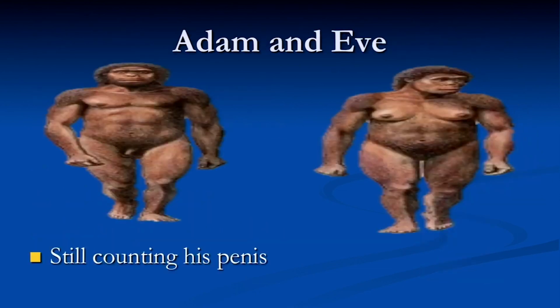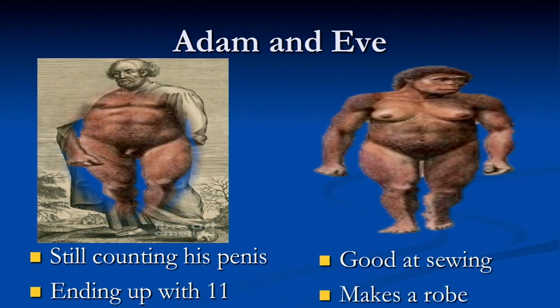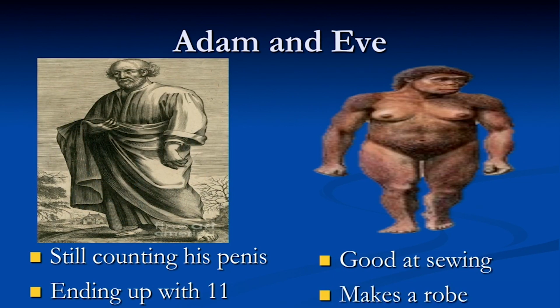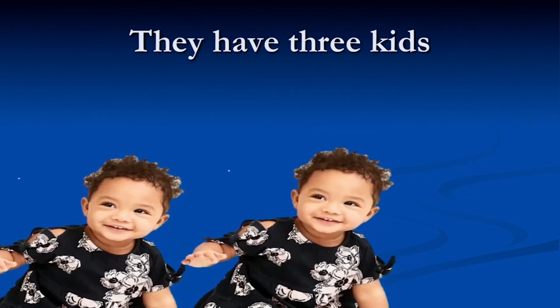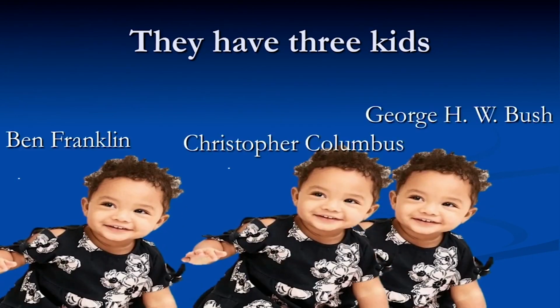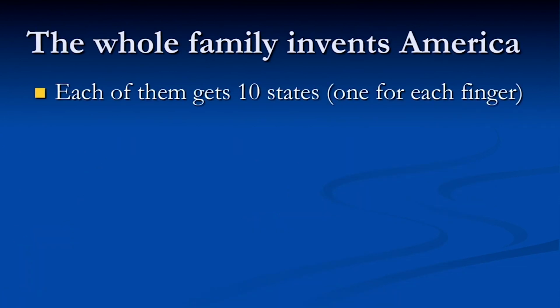So Adam and Eve, Adam is still counting his penis, and he's ending up with 11, but Eve is good at sewing, so she makes him a robe, and now he can't see his penis anymore. That's math Adam. He thought, what if we multiply? So now sex has been invented. So they have 3 kids, Ben Franklin, Christopher Columbus, and George H.W. Bush, and the whole family invents America. Each of them gets 10 states, 1 for each finger, and now there are 50 states, right?